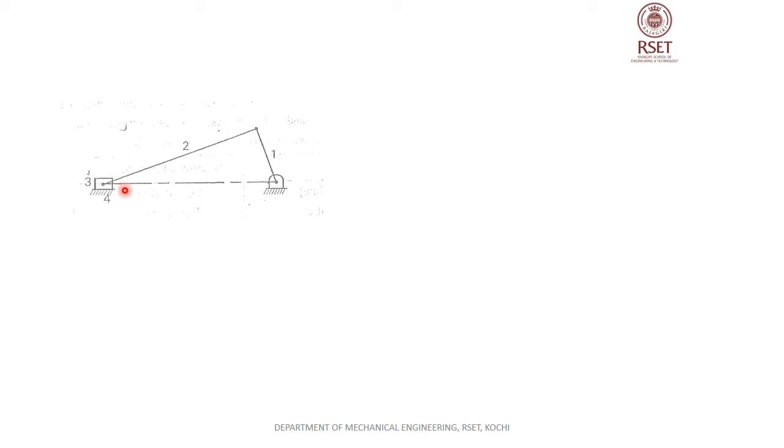We know that this is a planar mechanism. Motion of this link is restricted to one plane. Let's say the screen is our plane. Now we will find out how many links are there. You can see that 4 links are there. Out of these, 1 link is fixed, that is, the 4th link is fixed.